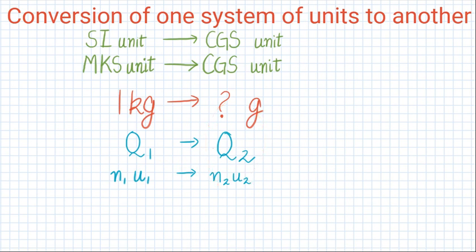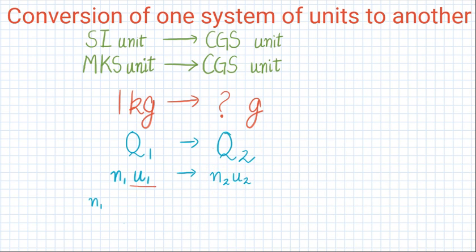Out of these 4 variables, you know N1. N1 is how much? 1. You know U1. The unit is how much? Kg. Here you know U2. U2 is how much? Grams. But you don't know how much is N2. So our question is to find the value of N2.